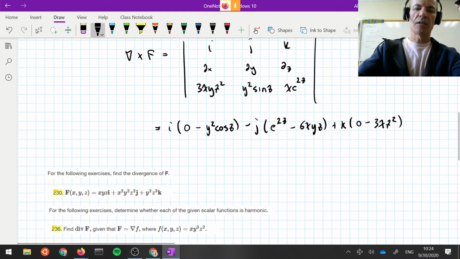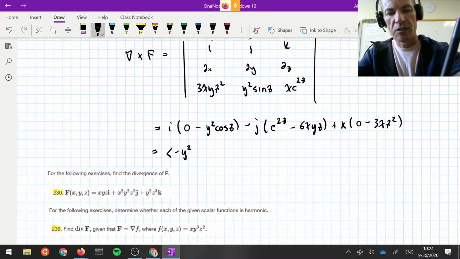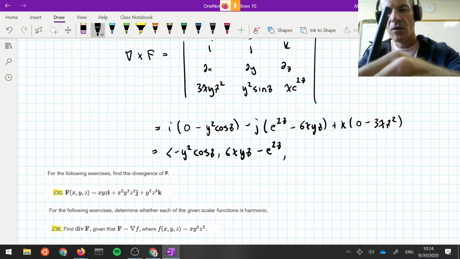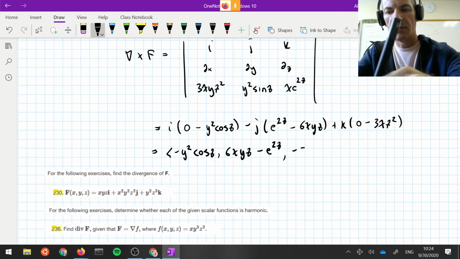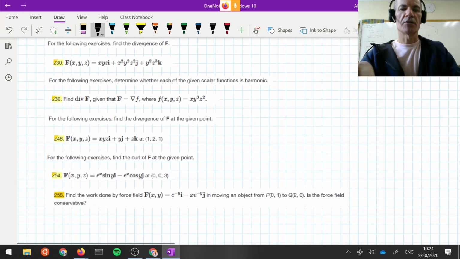And then we should clean this up before leaving, so let's write it in component form: negative y squared cosine z, comma, 6xyz minus e to the 2z, that's the middle component, and the final component, negative 3xz squared. And that's how you compute a curl. Okay, let's find a divergence.